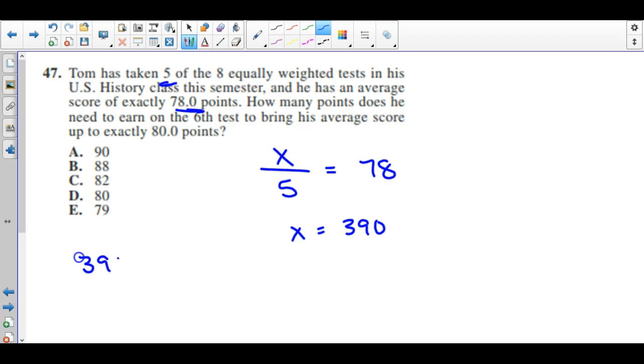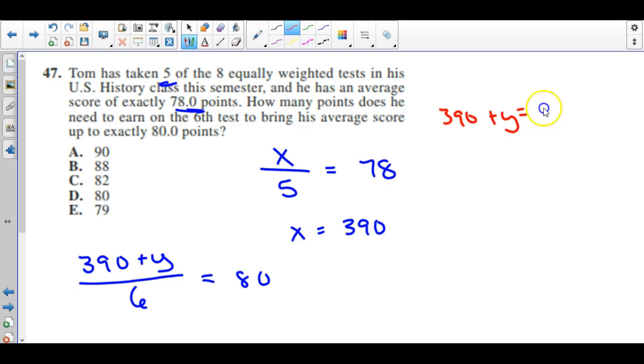So what I want to know is what would I have to add to that and divide by 6 to know that he's going to come out with an 80. Okay, so on the 6th test, what would he need to get in order to end up with an 80? Again, a little bit more algebra here. Multiply the 6 to the other side, and I would end up with 390 plus y, and that's going to equal 480, and then just subtract 390 on both sides, and y comes out to 90.